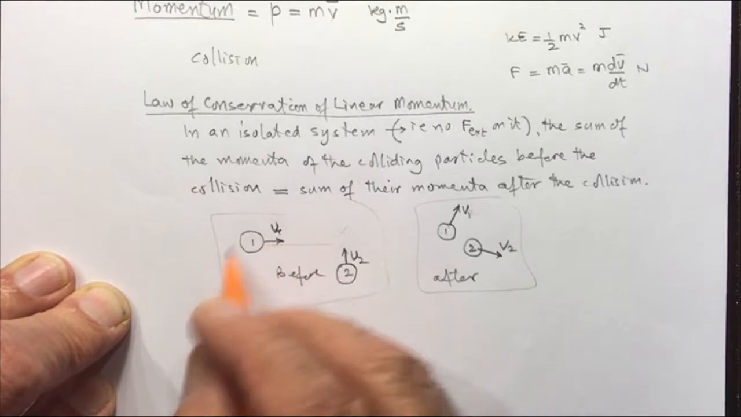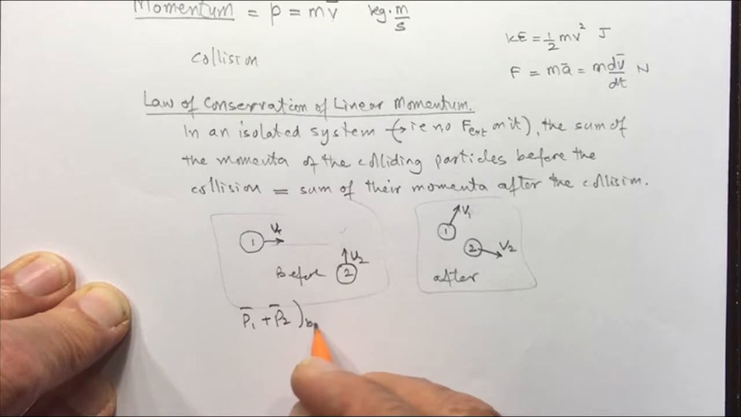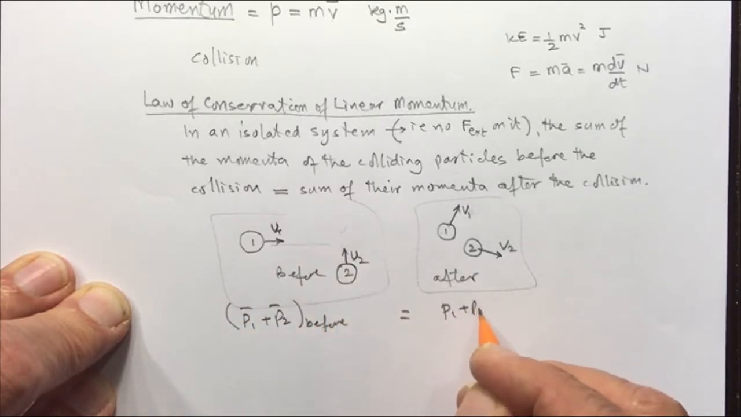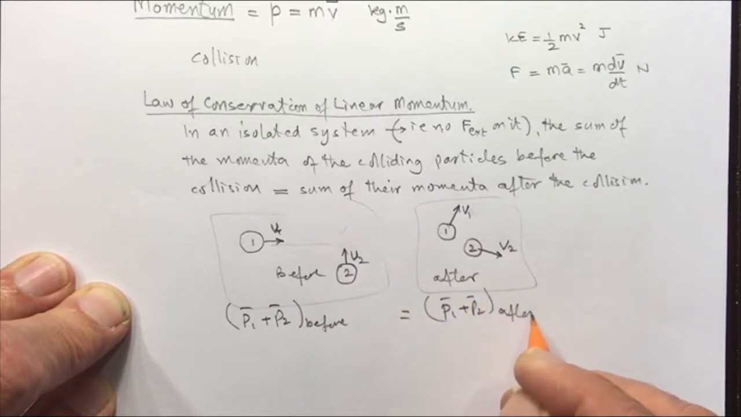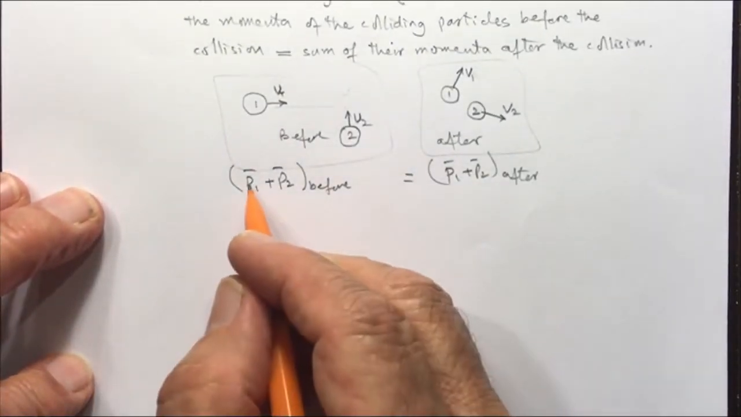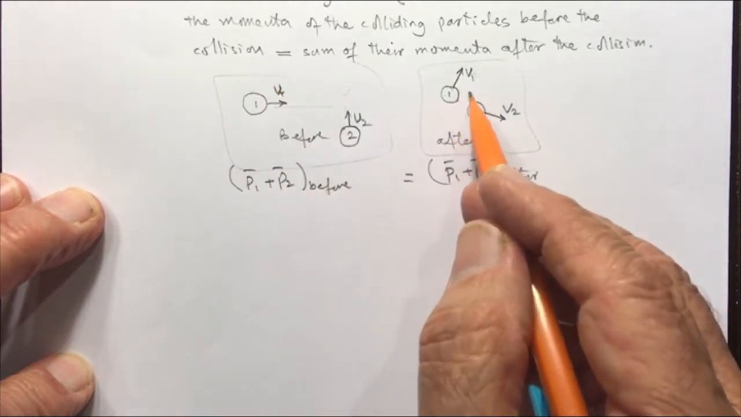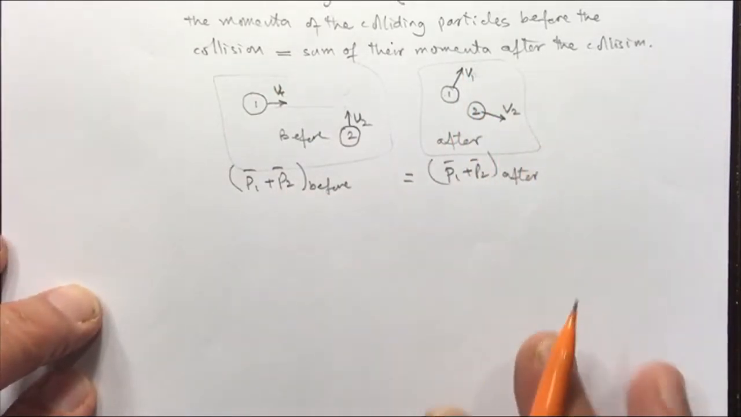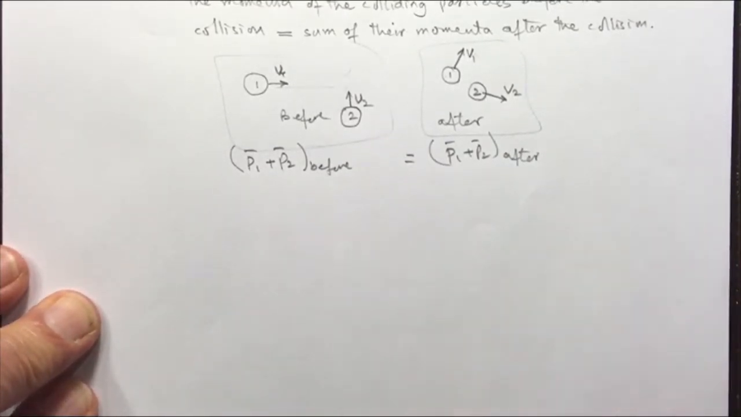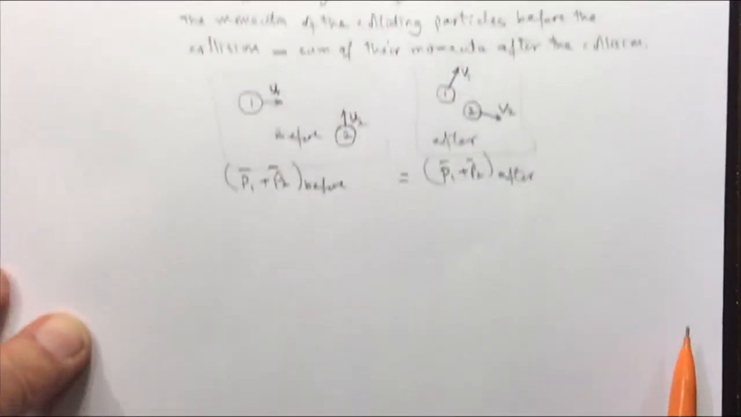Then the sum of the two momenta would be p1 plus p2 before, and p1 plus p2 after. Now we would write this as m1u1 plus m2u2, and the same over here with v. Well, this would have i and j components. We'll see how to deal with that in a minute. But let's first go back and verify this law, or write it in a mathematical form.